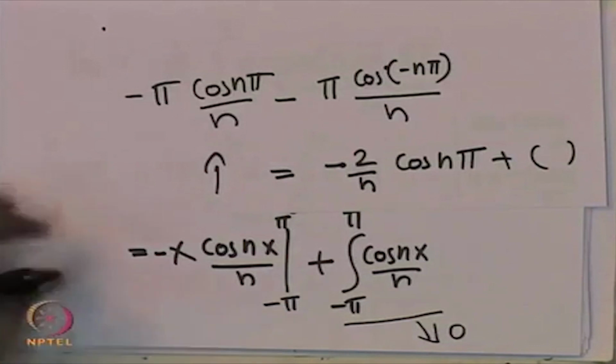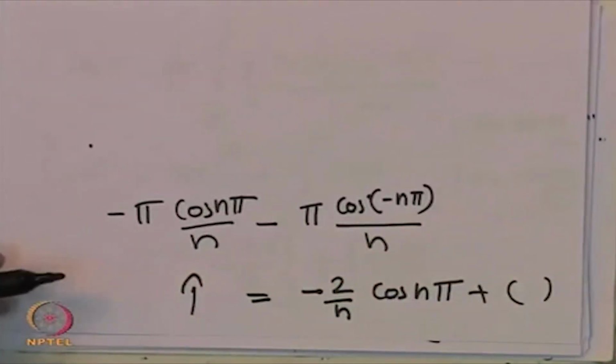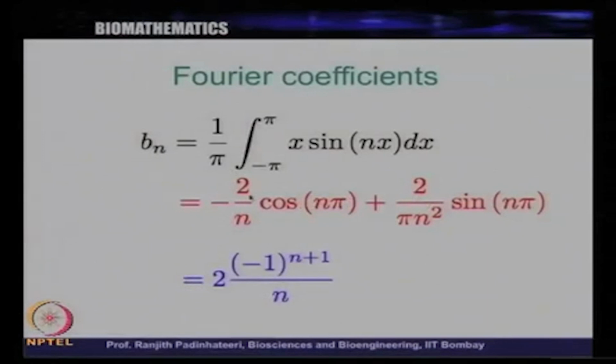So, if you do this carefully, essentially what you get is exactly what we wrote here. If you look at this slide, b_n is defined in this particular way, and then what you get is minus 2 by n cos n pi plus this sin n pi term, which is 0. So, what you essentially get is minus 2 by n cos n pi.